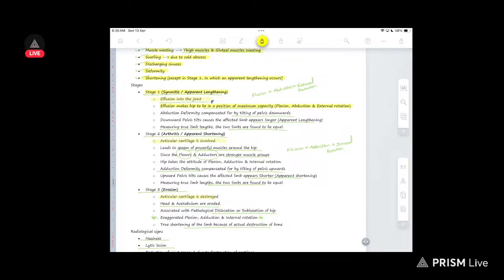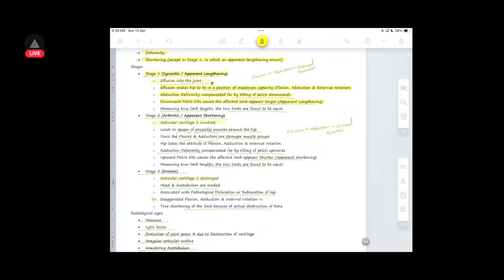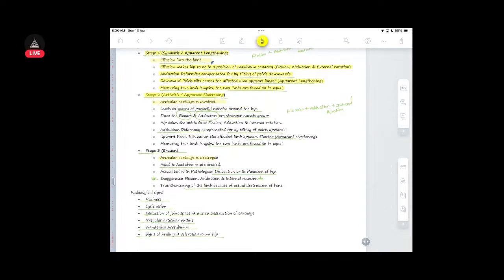Okay. So abduction deformity is compensated by tilting the pelvis downward. They will tilt the pelvis downward. This causes the apparent length to be increased, and on measuring true length, the two limbs will be found to be equal. Then you have stage 2, which is arthritis or apparent shortening.